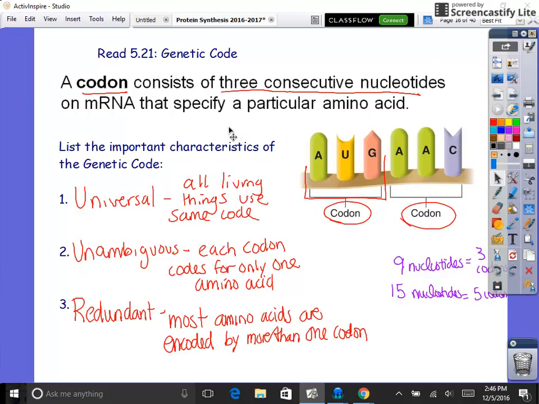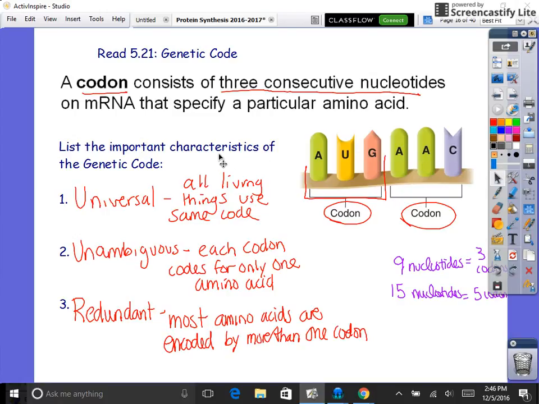If we get ready to go to the next step, we have to talk about the genetic code. If you can open your textbooks and you want to learn more about this, it's in 5.21, chapter 5, section 21. The genetic code is going to talk about a codon. A codon is 3 consecutive nucleotides on mRNA. So if we look here, this codon is AUG, and this codon is AAC.